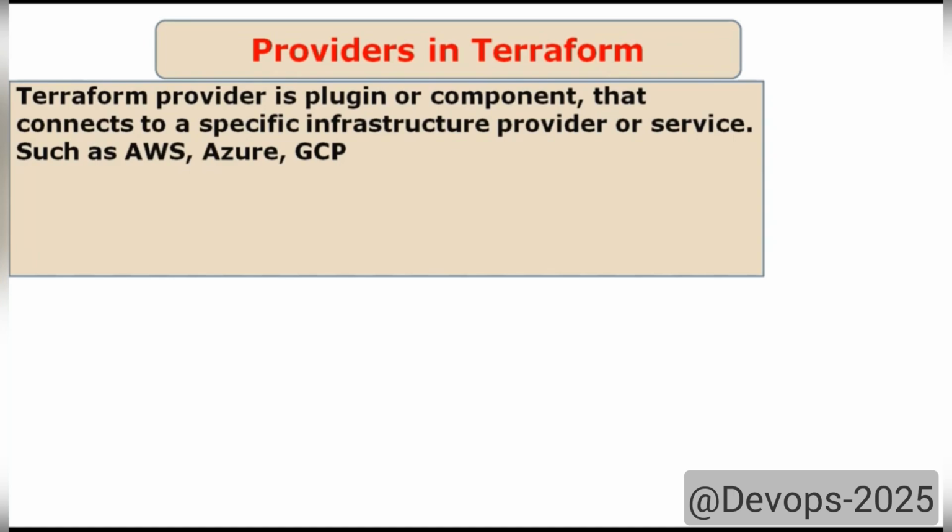These platforms or infrastructures may be cloud platforms, VMware, OpenStack, DNS providers, for example Route 53, or database providers, for example PostgreSQL and MySQL. So these are all infrastructure platforms. Terraform itself contains default plugins called providers. When we execute the Terraform code, the respective provider will interact and create the resources accordingly.